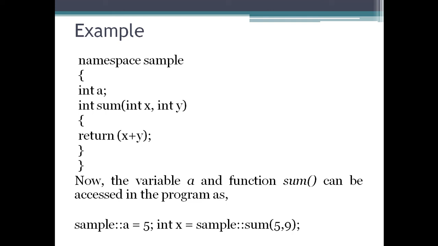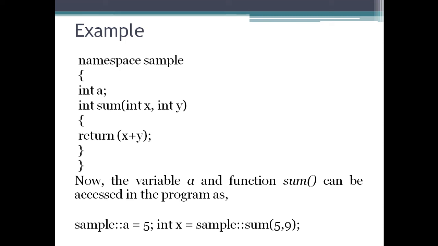Just consider one simple example. Here we have created a namespace called sample, and within it we have added some logic. We have declared one simple variable called a, and within that we write a function called sum, with an integer return type, which takes two parameters x and y and returns x plus y, the value after processing the data. Assume that the variable a and the function sum can be accessed in the program.